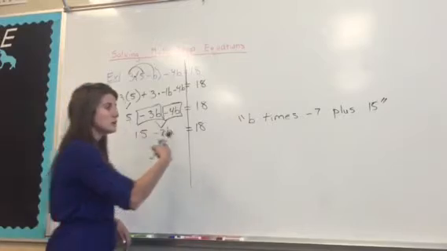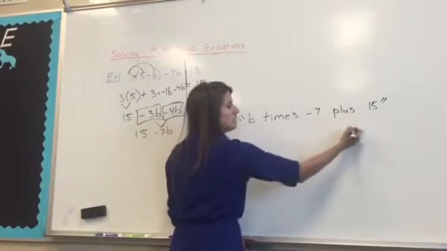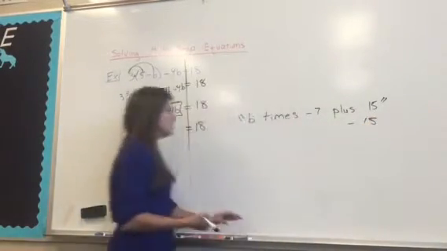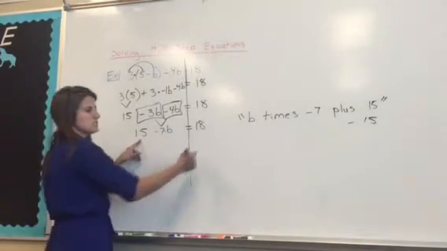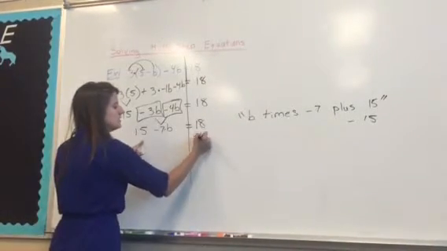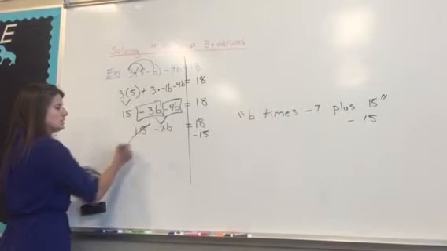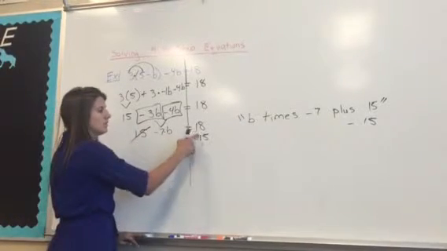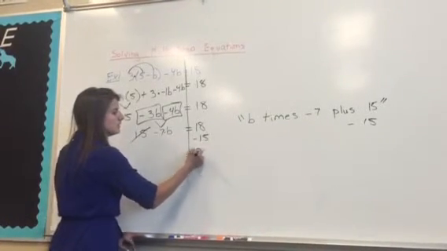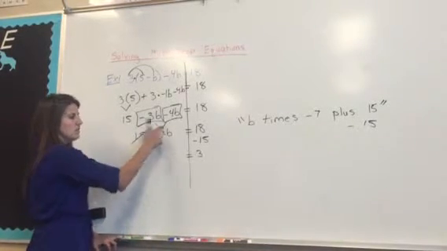So then working backwards, if I have plus 15, the opposite is minus 15. So I want to cancel this out. In order to cancel out positive 15, I'm going to subtract 15 to this side, so this cancels. Then 18 minus 15 is going to give me 3. Negative 7b drops down.